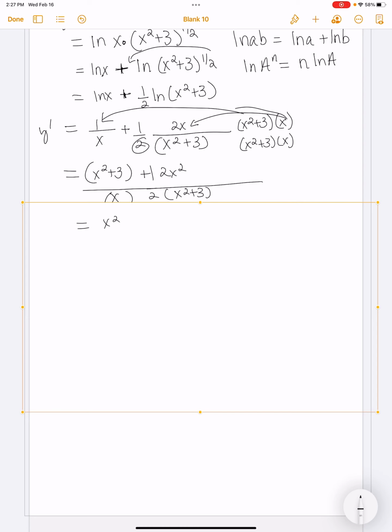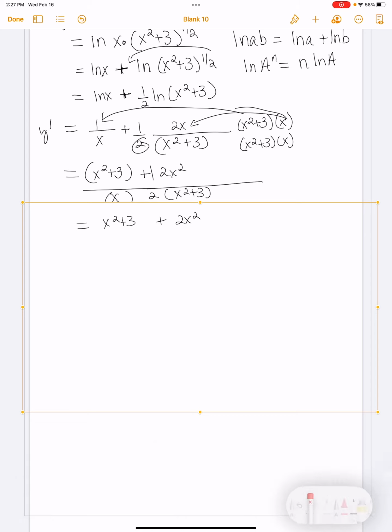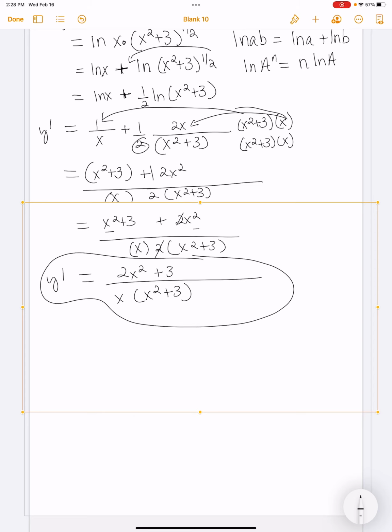so now we have, let's make this a little bit neater. And we can remove the parentheses actually now because everybody's just being added together on the top. Okay, so now we'll see that our 2's can cancel. And then we are going to go ahead and add everything up. So we have 2x squared plus 3. All over x times x squared plus 3. And that is our derivative.